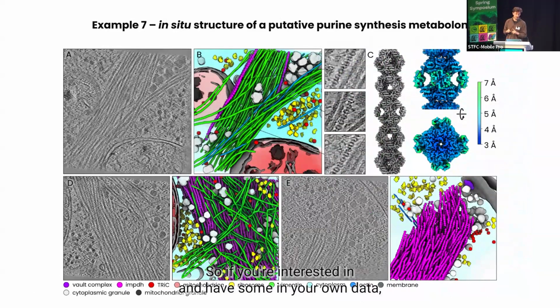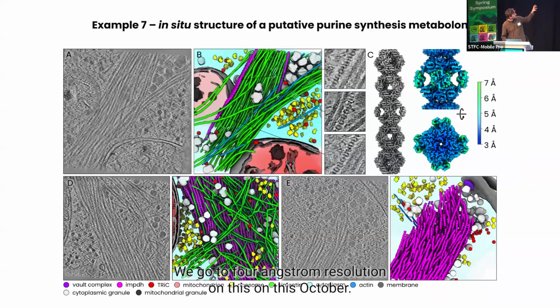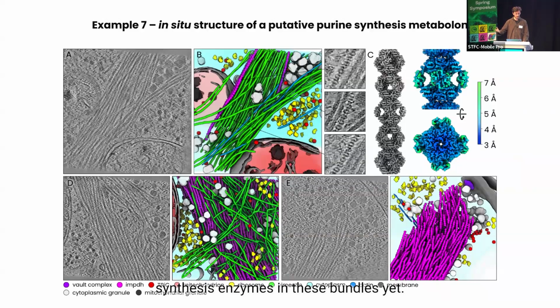So if you're interested in IMPDH and have some in your own data, you can use the pre-trained network for that. We got to 4 angstrom resolution on this octamer. We haven't found other purine synthesis enzymes in these bundles yet, so that remains to be seen. So that's example 4, but it's mislabeled as example 7.